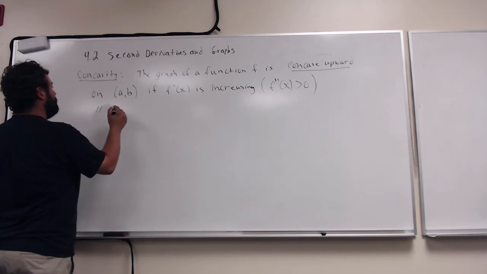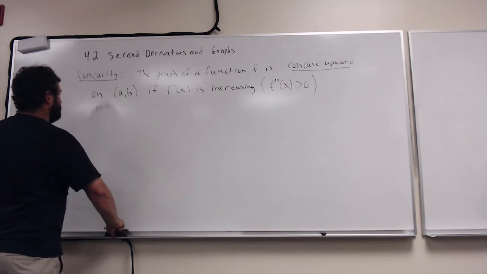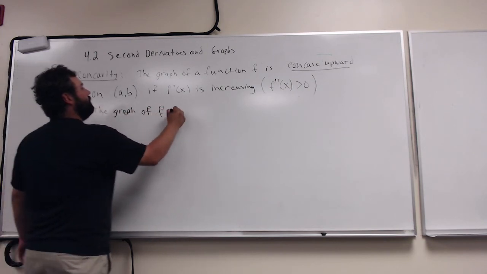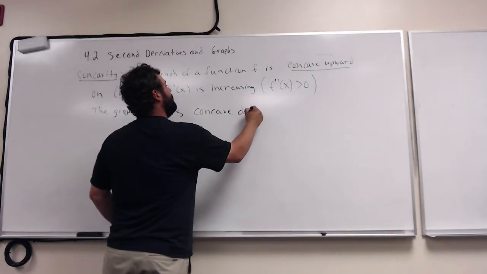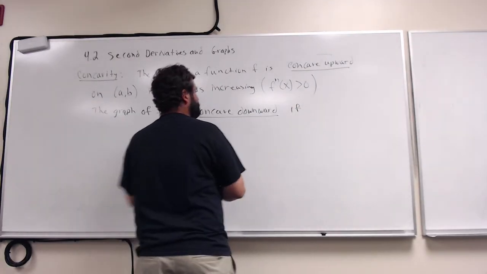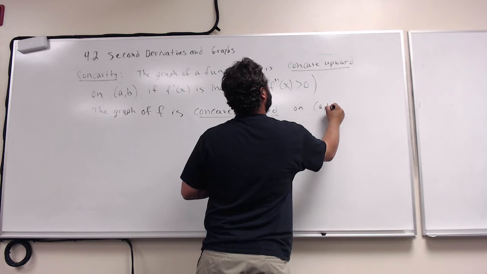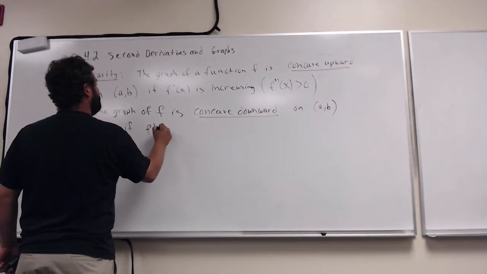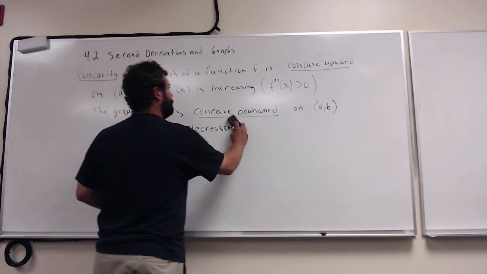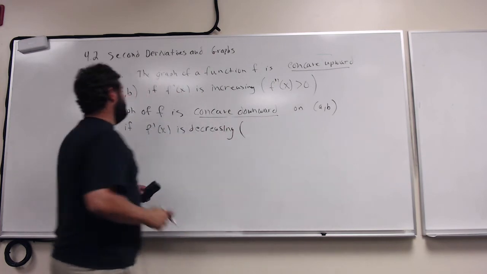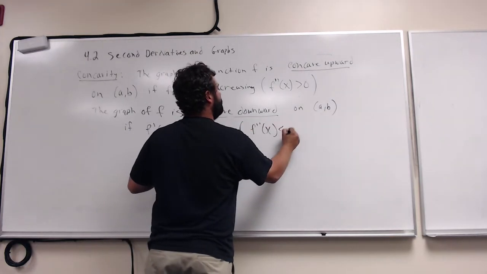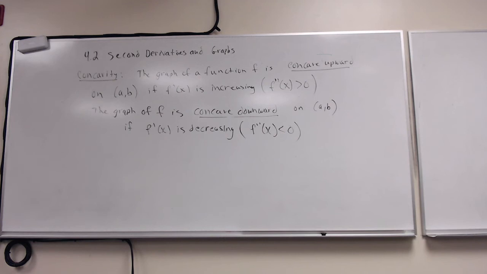And then I'm going to be lazy. The graph of a function f, well, I'll just write the whole thing down. I won't be lazy today. The graph of f is concave downward on an interval if f prime of x is decreasing. Okay, and if a derivative is decreasing, that means its derivative, so the second derivative would be less than 0.